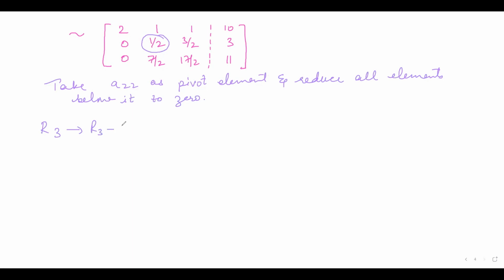I have to make this 0. So this would be A32 upon A22, the pivot element, and the pivot element is lying in row 2. Now I can rewrite this as row 3 minus A32, which is half, upon 7 by 2 R2, which can also be written as R3 goes to R3 minus 1 upon 7 R2. So this would be my final. Let me just box it.